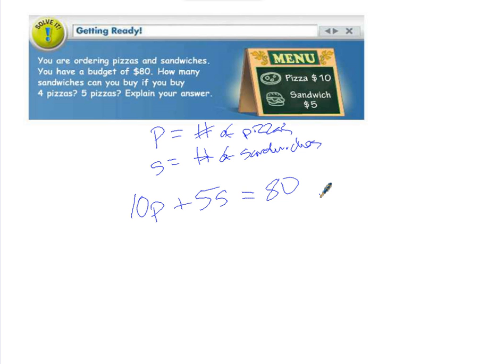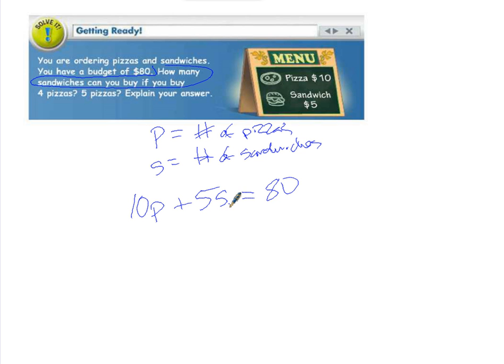The reason I want to solve for S is because of this question right here. How many sandwiches can you buy? What you were doing in your head was you actually solved for S in your head, and then you came up with the answer from that. I want to do that now on paper. So if I want to solve for S, just like solving for X in some other equation that we've been working on, I need to get the S term by itself. So I got to get that by itself, which means I need to undo what's being done.